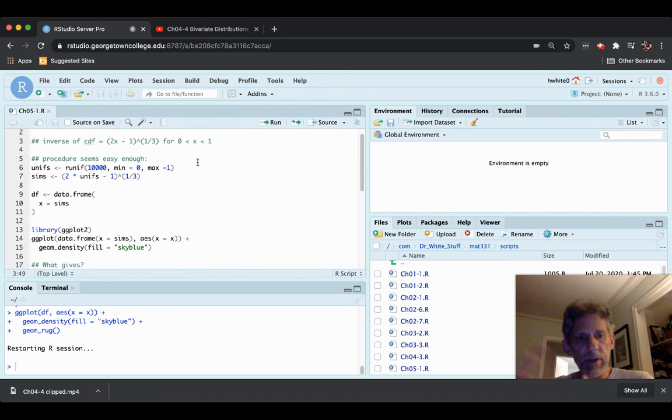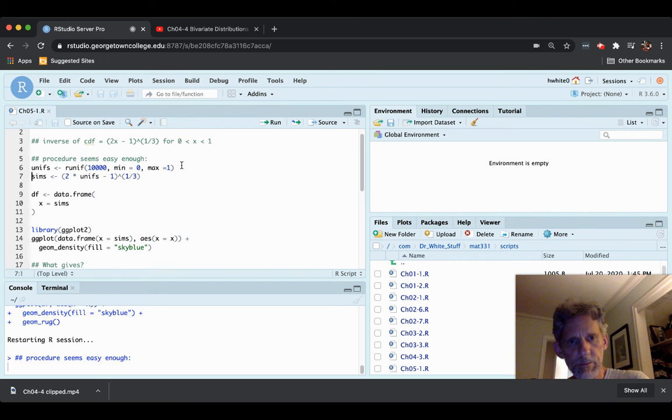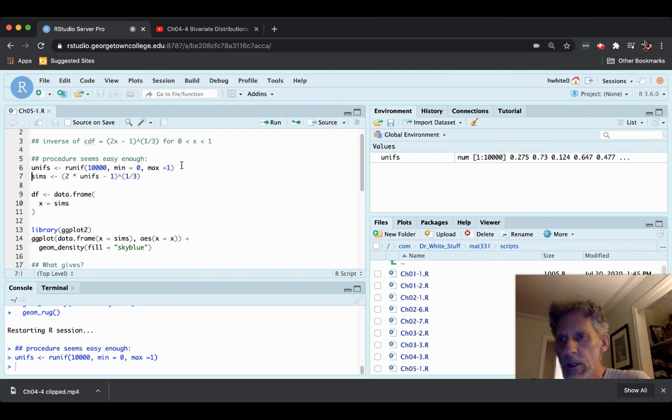So the procedure that we learned the theory of in section 5.1 seems easy enough to implement. We just got to grab a lot of random uniform values with lower limit 0 and upper limit 1. So here I'm just going to grab 10,000 of them and call it unifs. So there's unifs in the global environment. And so our simulations would be F inverse of the unifs.